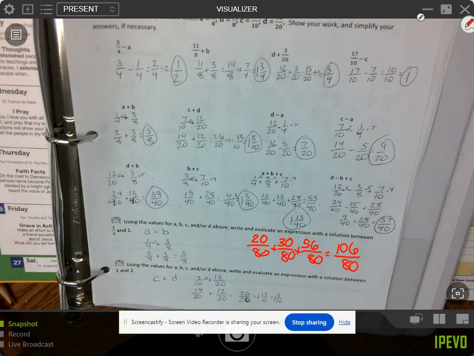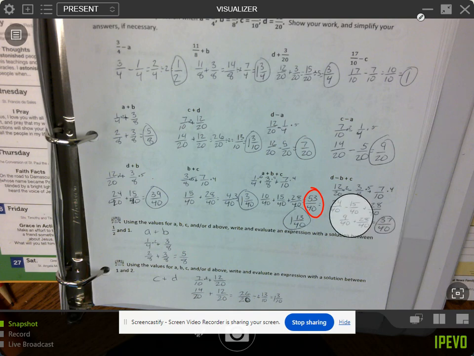So what did you divide up? 2. Okay, so 106 divided by 2 gives me 53. 80 divided by 2 gives me 40. Whatever you do to the top, you do to the bottom. That do-do rule. Whatever you do to one side, you do to the other. Any other questions?